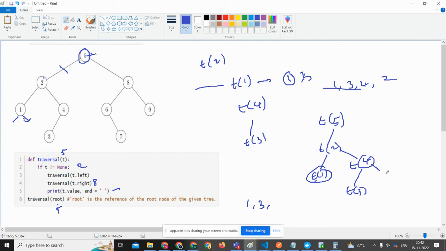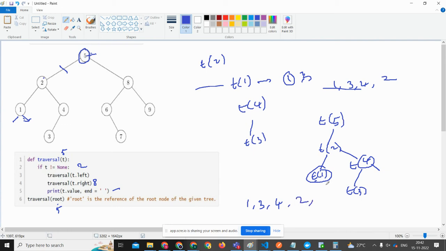What is there in that? You don't have anything, none. So you have explored the left and the right. Now you need to print 4. When left and right are done, you're basically printing 4. Then 2.